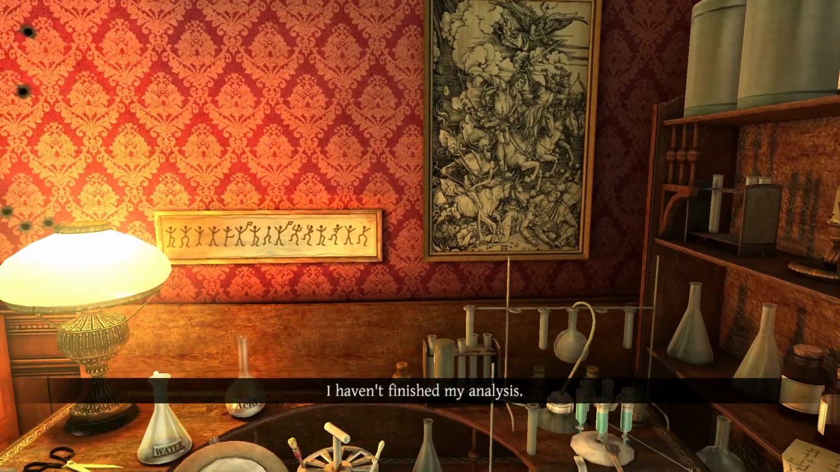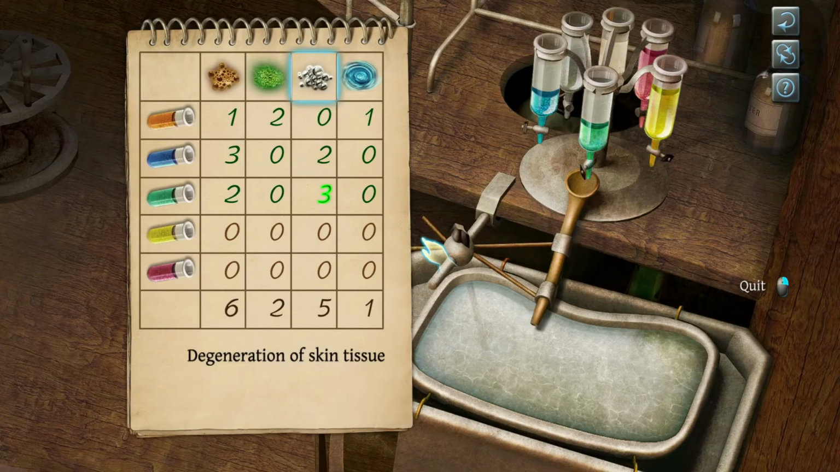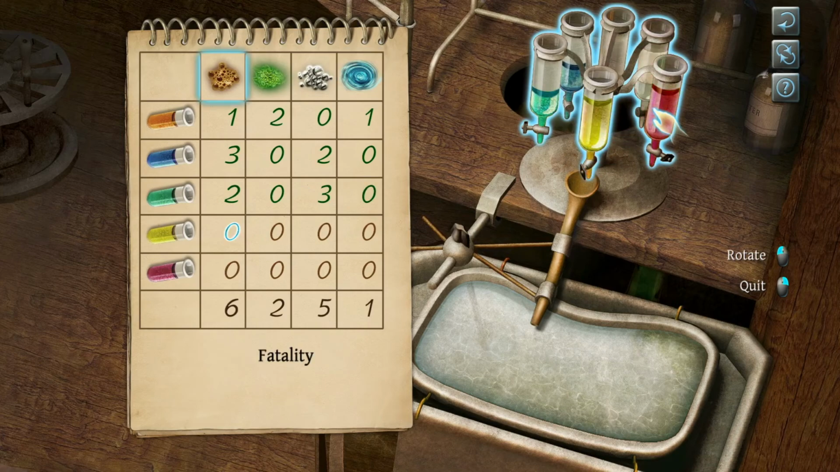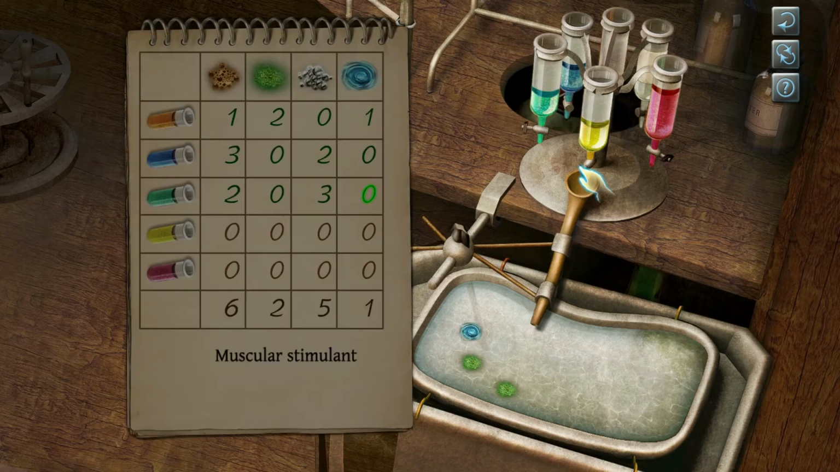I haven't finished my analysis. Oh, wrong button, wrong button. So yeah, basically you could just guess it. If you get one correct, then you just click the correct ones until it comes green. Anyways, yellow. 2 greens, 1 blue. It's 2 green.